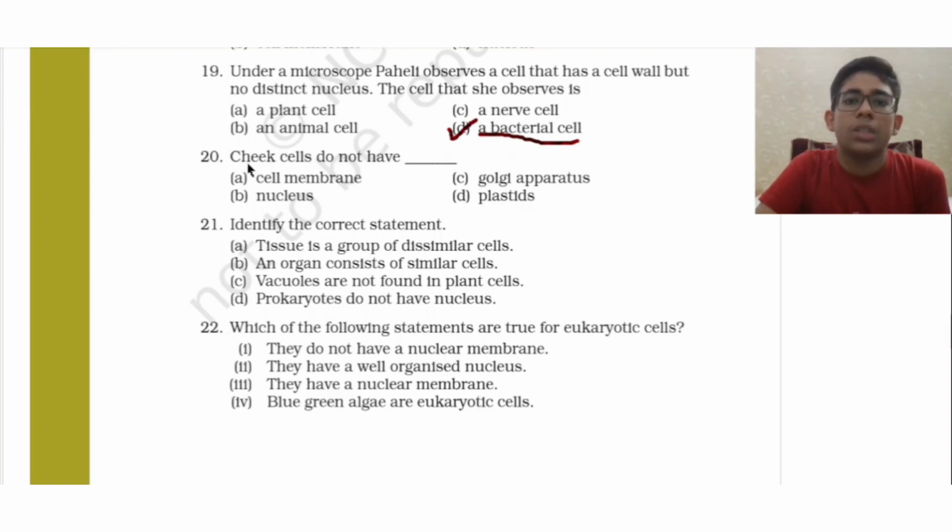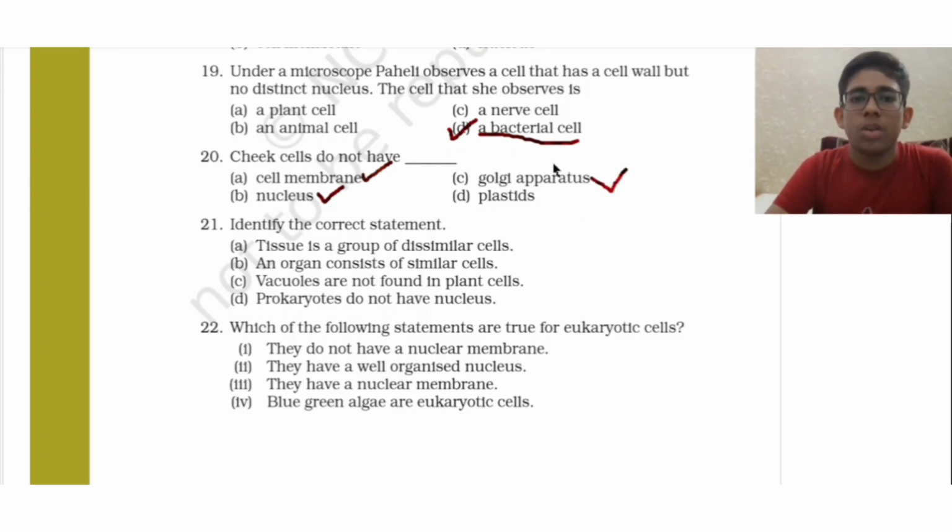Question number 20. Cheek cells do not have... So now we have cheek cells. We know that cheek cells are a part of the human body and humans are a type of animal, in biology we say. So we have to find what animal cells do not have. Cell membrane, all the cells have a cell membrane, so this is not correct. Nucleus, all the eukaryotes have a nucleus and humans are eukaryotes, so we have a nucleus. Golgi apparatus, we have Golgi apparatus for packaging, so we also have this in cheek cells.